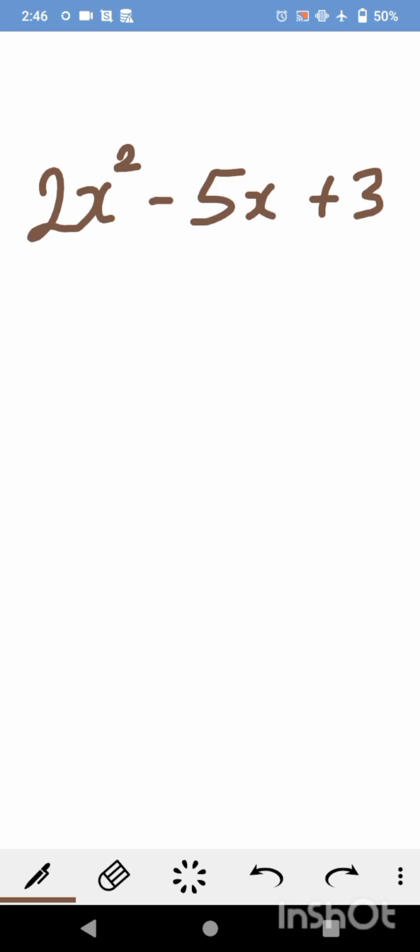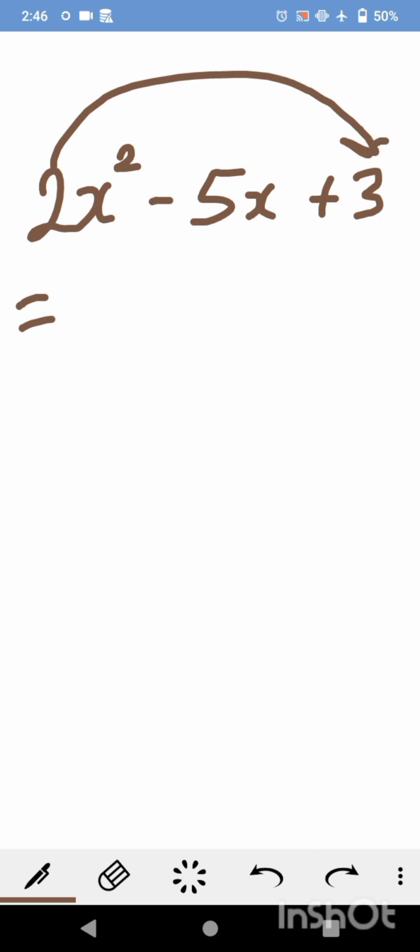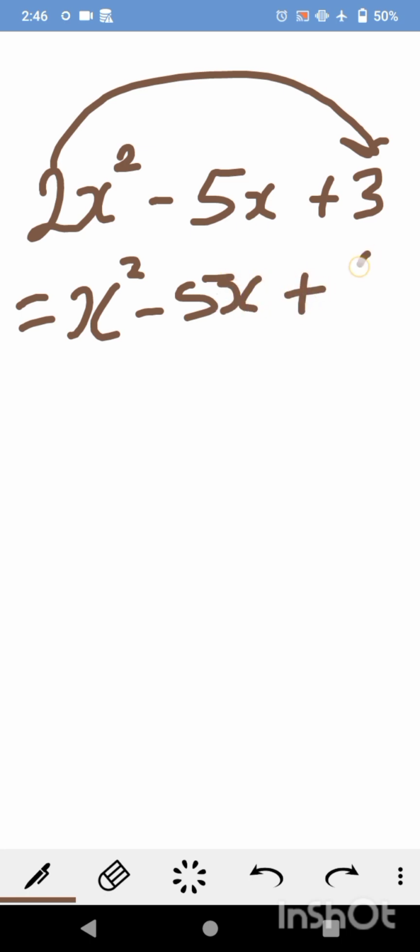Okay, so we're going to learn how to factorize this quadratic expression. What we do is use this 2 to multiply this 3, and that will give you x squared minus 5x plus 6. It's a different method. I don't know whether you've seen this method before.